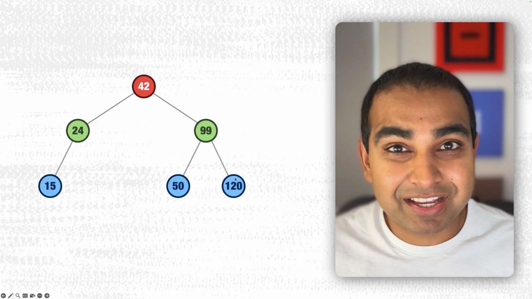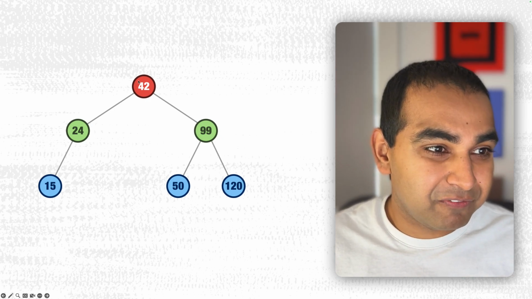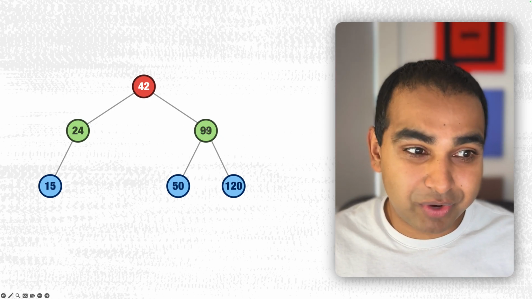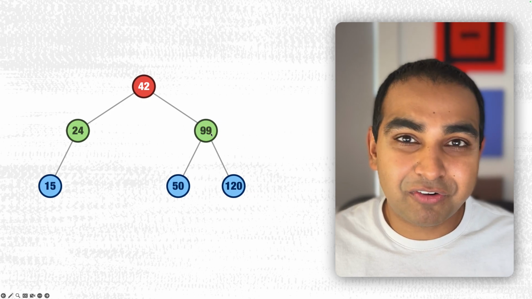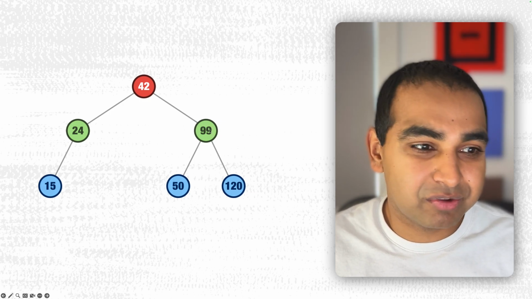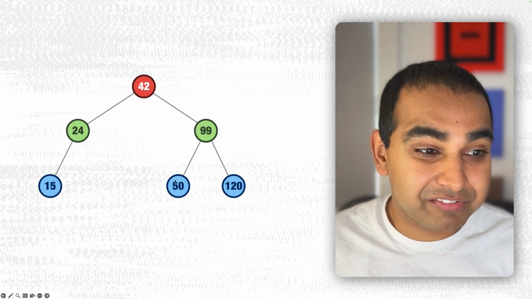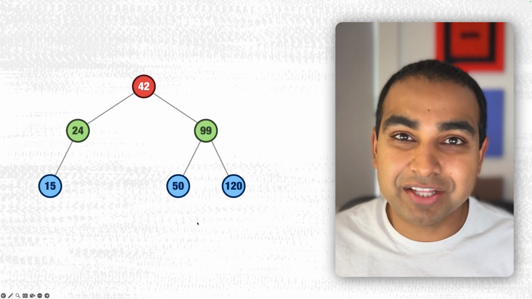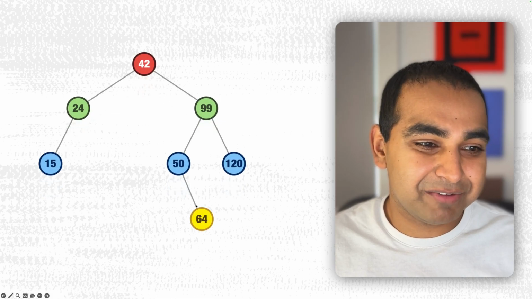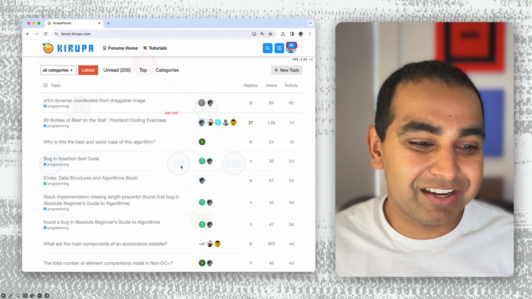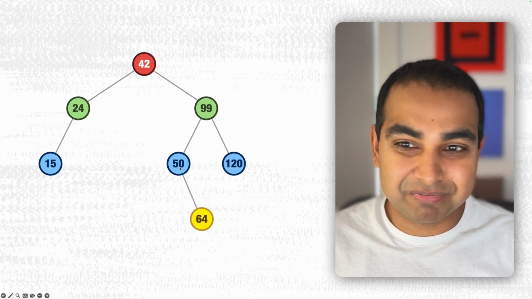Next number we want to add, 64. 64 is greater than 42, so we go right. At 99, is 64 greater than 99? It is not, so we travel left to 50. Is 64 greater than 50? It is. There are no other nodes here, so 64 becomes the right child of 50. And so we're in a good spot there.